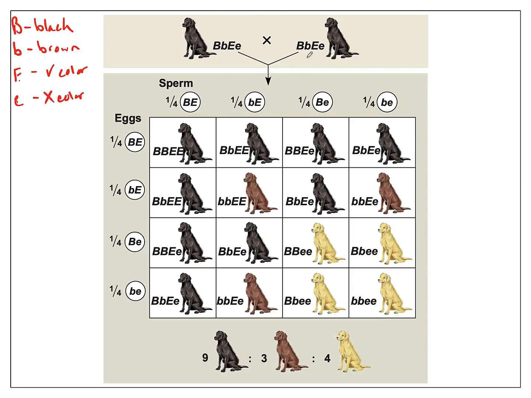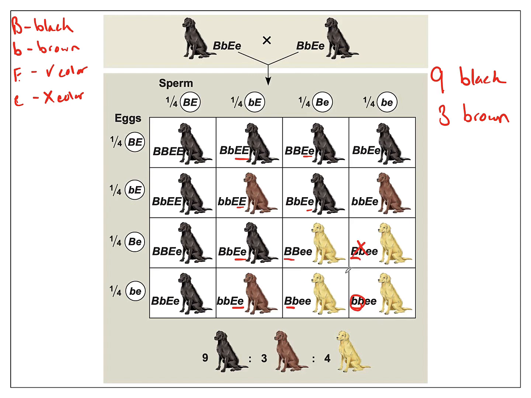So when we take the two heterozygotes, big B, little b, big E, little e, and we do the cross, you can see that this dihybrid cross is done here for you. Let's look at each individual. All of the individuals that are black or brown have dominant E traits, meaning that they code for yes, they do have color. So we end up with 9 black labs and 3 brown labs. And then notice that there's 4 yellow labs. 3 of them code for black labs, and 1 of them codes for a brown lab.